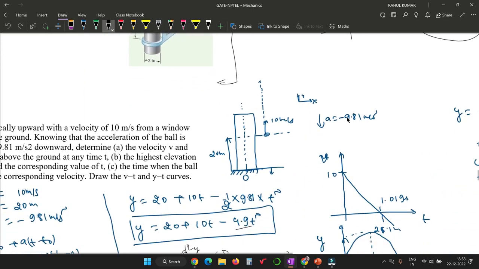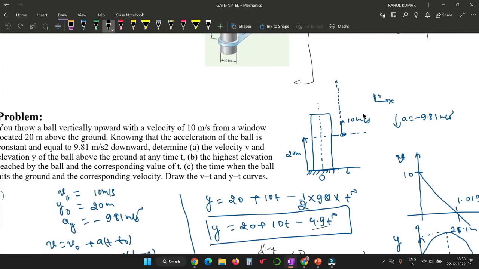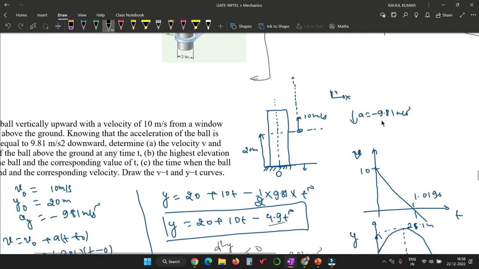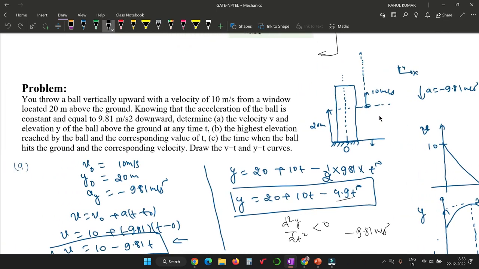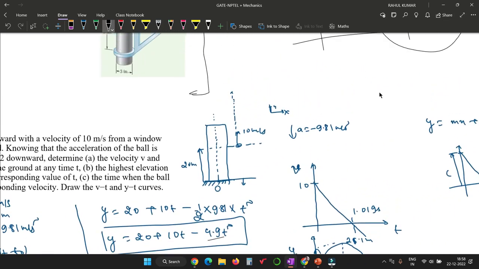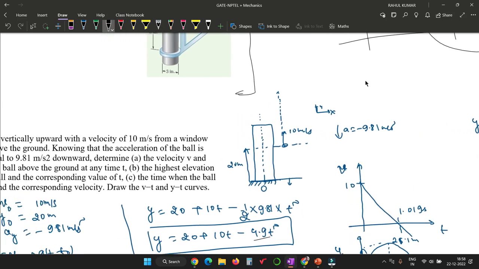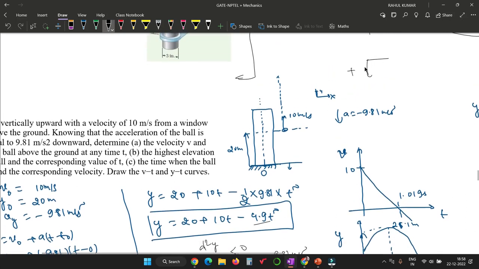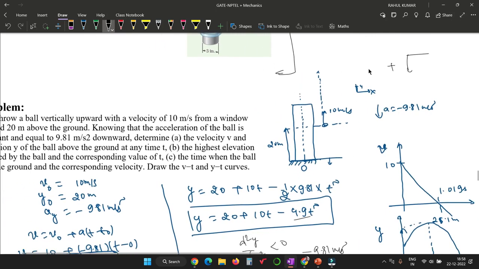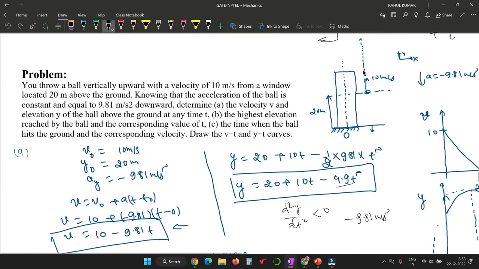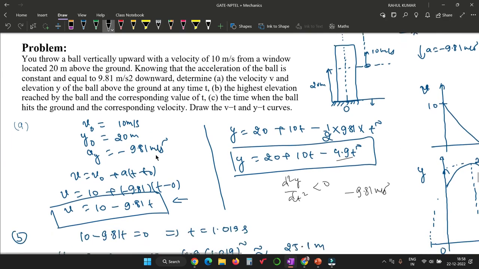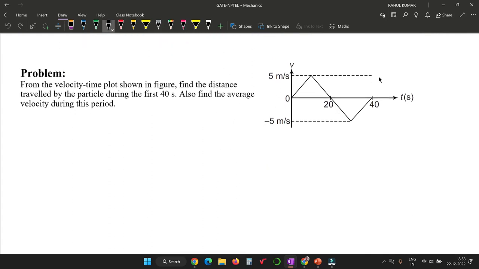But this is just a sign convention. If you want to take the negative direction as positive, then you have to reverse everything, and the velocity also becomes negative. You have to follow this convention only. Then you will get the same result. Okay, so now let's solve this problem.